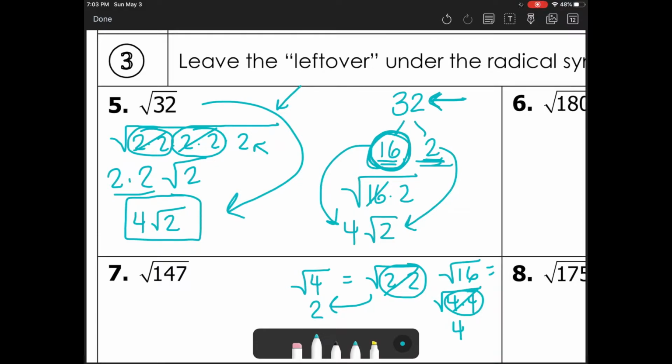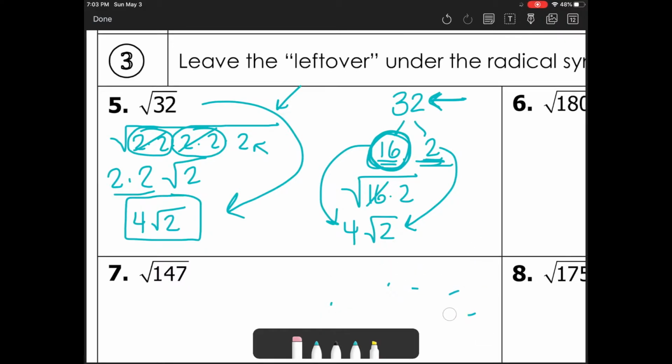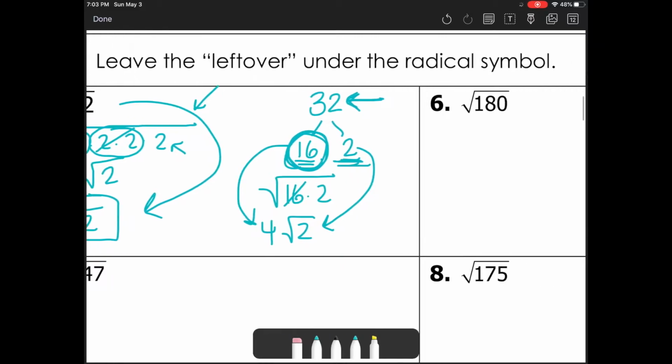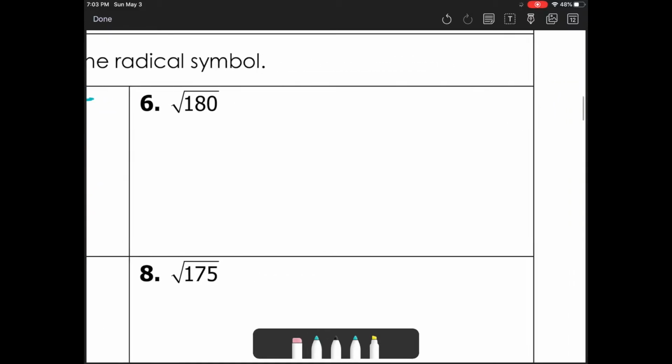It's a little bit shorter of a method to do it, but when you get into big numbers, sometimes it's not so easy to see the perfect squares. Whoops. So let me erase this and let's roll over to number 6 and try this method again. We're going to do the factor method. So I want to simplify the square root of 180. So I'm going to make my factor tree for 180.